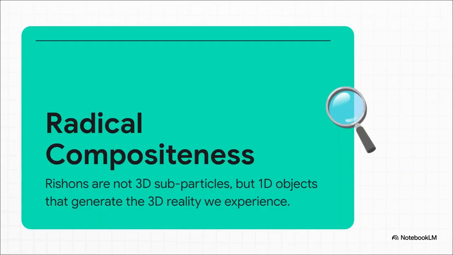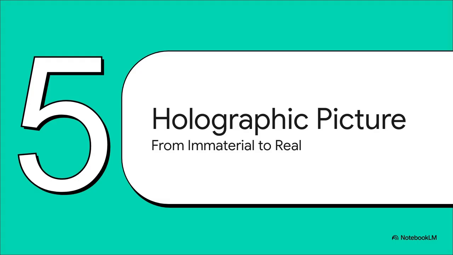This idea is called radical compositeness. Normally when we say something's composite, we think of a house made of smaller bricks, but that's not what's going on here. It's more like a rich 3D virtual world being generated from simple, one-dimensional lines of code. The T and V elements are like that 1D code, and their interactions literally weave the 3D reality we experience into existence.